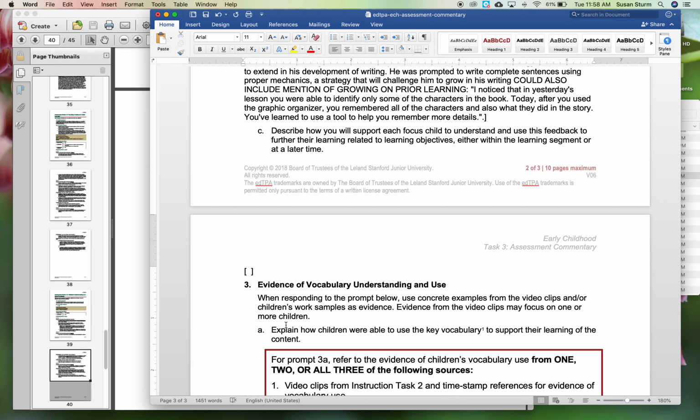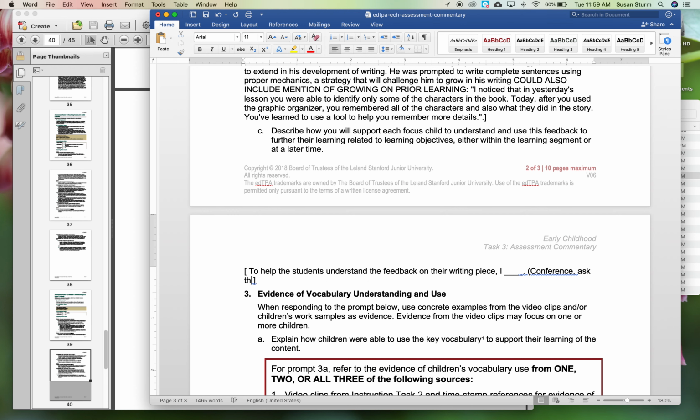So first talk about how you helped the students to understand the feedback on their writing piece, and then explain what you did. Did you conference with them? That's a good one. That's an easy one. Did you conference? Did you ask them to explain it to you? I would say go with the conference. It's the easiest one. I sat down with each of them and I had a conversation about it.